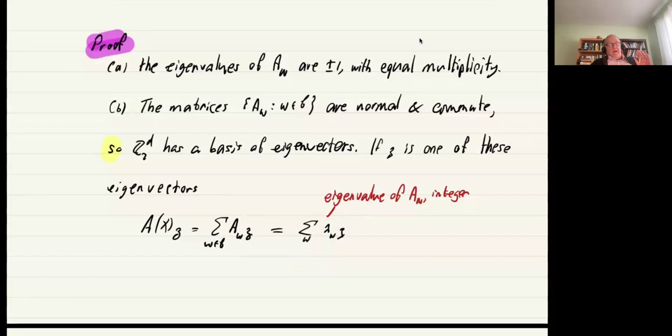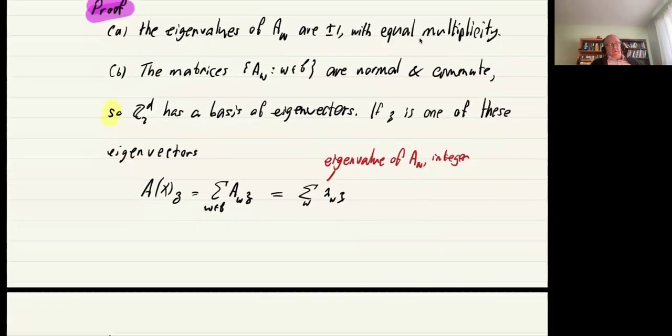So the eigenvalues of a cube-like graph are integers, and you've got two proofs now. You've got the one in the notes, which is actually giving you the eigenvectors as well, and a proof here using the fact that if you've got commuting normal matrices, then you can simultaneously diagonalize them. Okay. And that's something which will keep coming back.